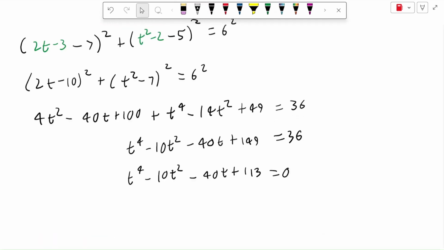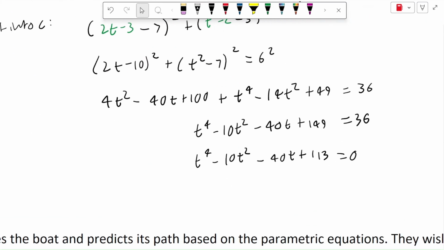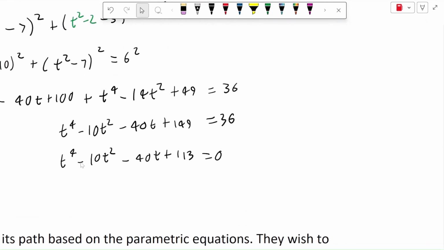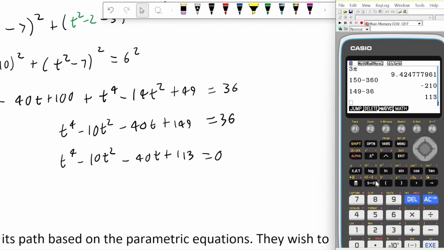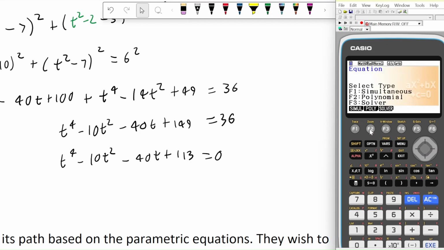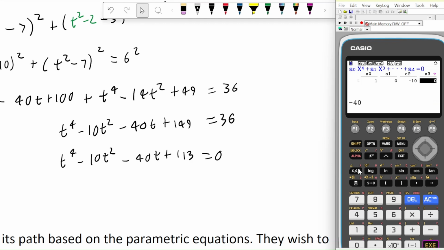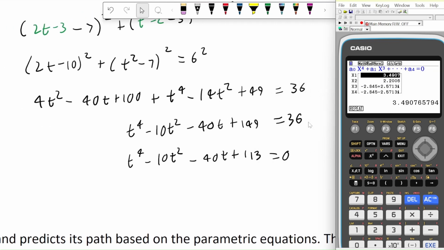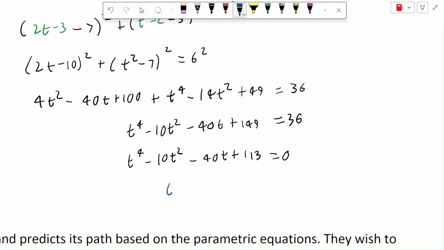Okay, now depending exactly how this problem works out, this equation could be easy or hard to solve. In no way do I expect you to solve a quartic by hand. I would be very impressed if you could. But we just want to go into equation mode, polynomial solver, and we're going to go for a degree 4. We've got a quartic: 0t cubed, minus 10t squared, minus 40t, and 113 for the constant term. Solve this lovely quartic, and we get two real solutions at least, 3.49 and 2.20. So we'll just make note of that.